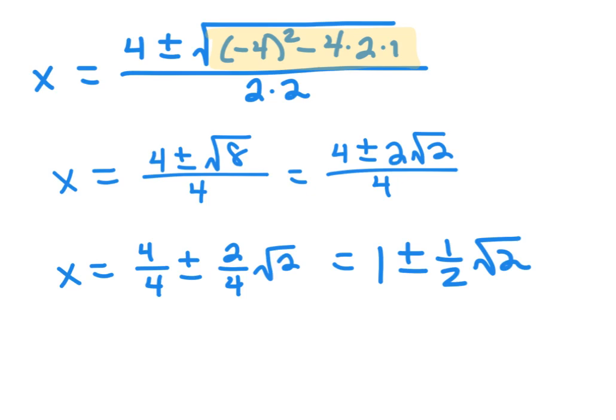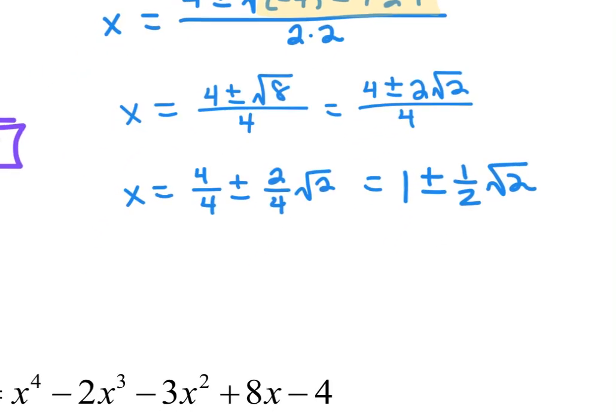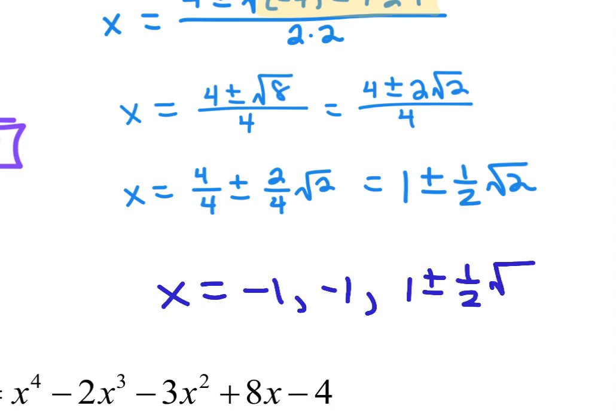And the directions say find all zeros, so you might want to pull that all together by saying, okay, x equals -1, -1, and 1 plus or minus 1/2 radical 2.